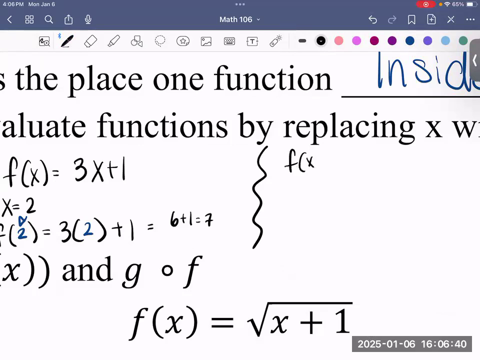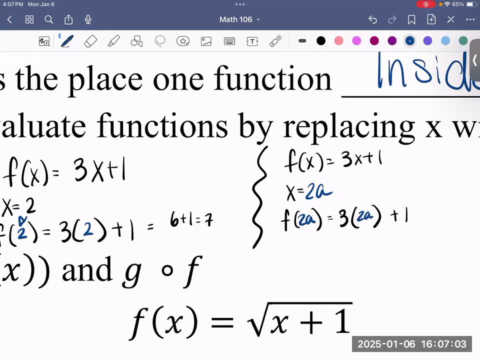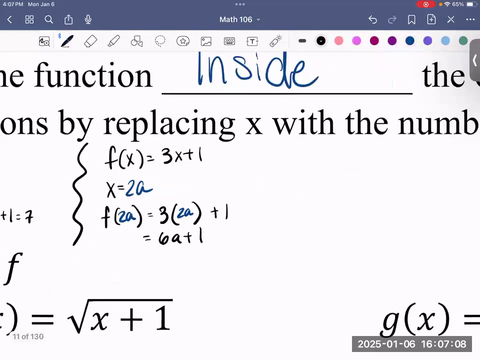And all we're going to do is get slightly bigger. Let's just say 3x plus 1. Now let's say x is equal to 2a. Well, f, there's an x, I'm going to leave a gap and use parentheses. I'm now going to replace it not with a number, but with a different variable and a coefficient. So now this is 6a plus 1. And they're just going to get a little bit bigger each time. I won't go too crazy with these.